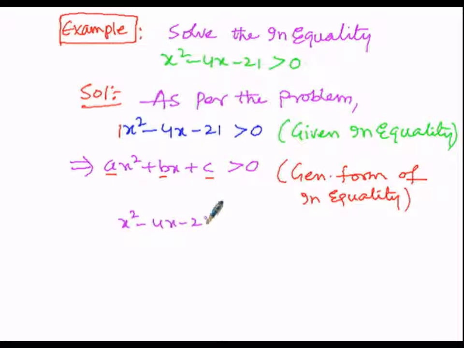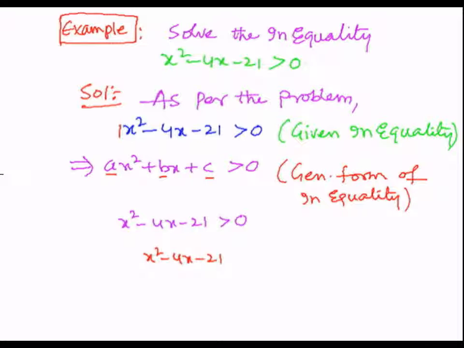So first of all, x square minus 4x minus 21 is the left hand side of the inequality, whereas 0 is on the right hand side of that inequality. First of all, let us find out the factors of this expression, that is x square minus 4x minus 21, because the expression is of second degree. So the variable is x and its degree is 2, therefore it has two factors.